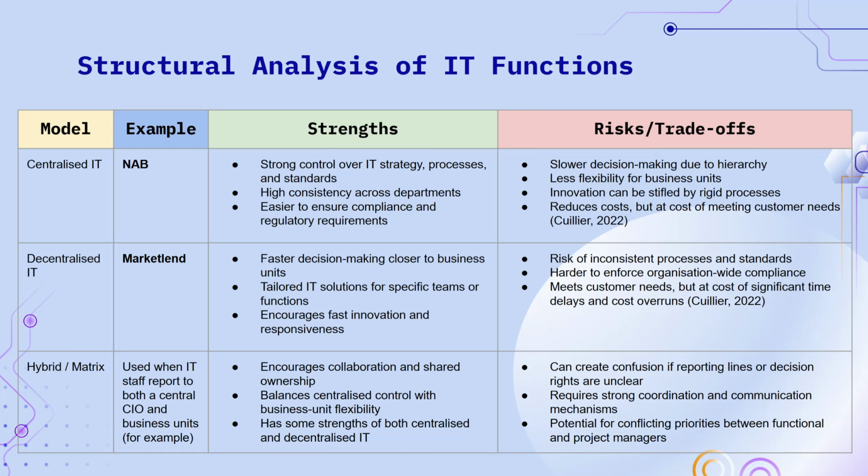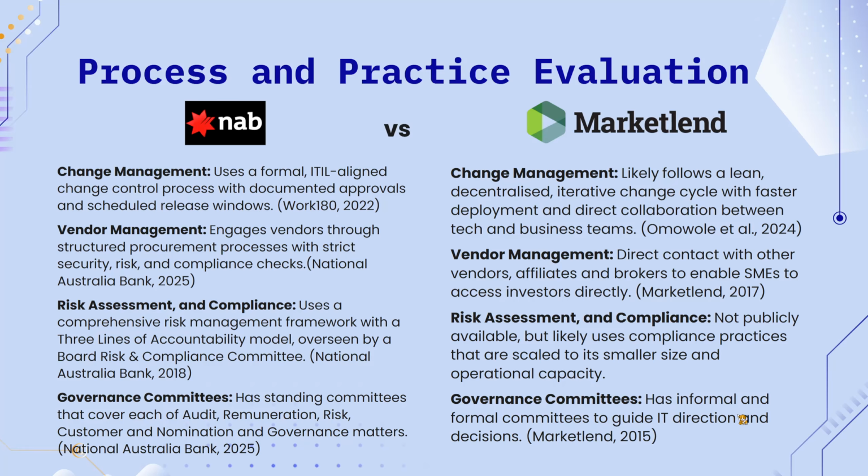What's common through all three models, though, is that governance is shaped by structure. Reporting lines clarify accountability, decision rights define who can authorize changes, and cross-functional teams improve alignment, but only when there's strong coordination. The key takeaway is that organizations must align their IT structure to their unique governance needs, and they must balance control, compliance, and flexibility based on their size, industry, and strategic goals. Now, let's move on to evaluating both companies' processes and practices.